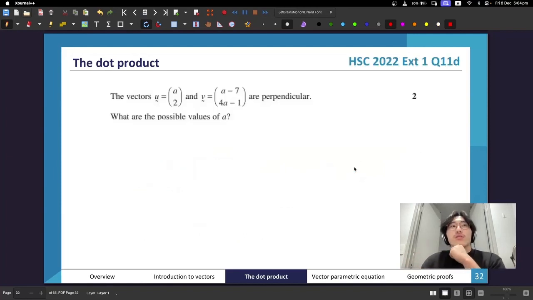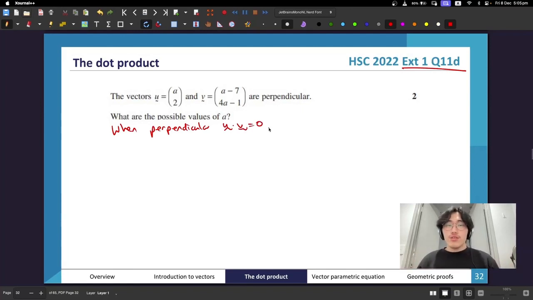Okay, another question. The vectors u equals (a, 2) and v equals (a minus 7, 4a minus 1) are perpendicular. What are the possible values of a? If you want to try this question yourself, pause the lecture, read it, and come back. This is an extension 1 question from the 2022 exam, which I actually did. Oh, bad memories, maybe good memories. Okay, so when perpendicular, u dot v equals 0.